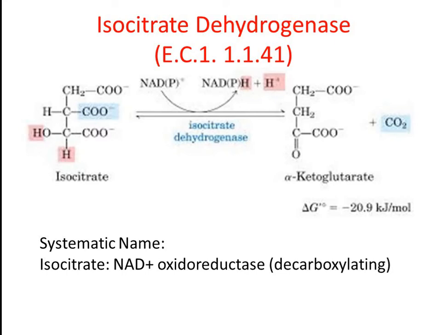This enzyme catalyzes the transfer of hydrogen from isocitrate to NADP, which is converted into NADPH, and the substrate is converted into alpha ketoglutarate. So the systematic name of this enzyme is isocitrate NAD dependent oxidoreductase decarboxylase.